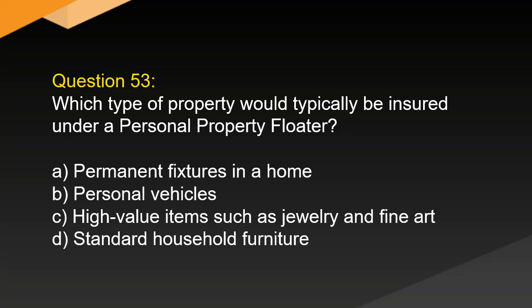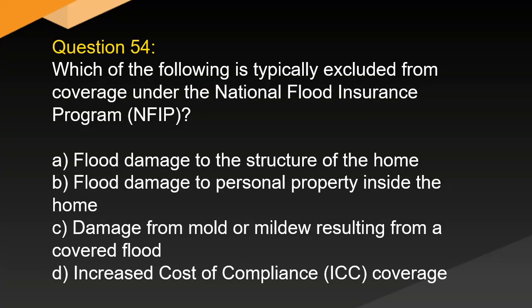A. Permanent fixtures in a home. B. Personal vehicles. C. High-value items such as jewelry and fine art. D. Standard household furniture. Question 54. Which of the following is typically excluded from coverage under the National Flood Insurance Program, NFIP? A. Flood damage to the structure of the home. B. Flood damage to personal property inside the home.